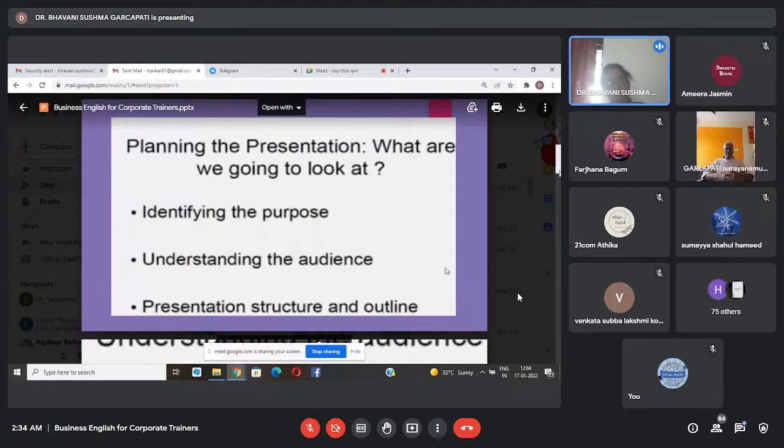Planning the presentation, what are we going to look at? First of all, how to plan: identifying the purpose. You have to identify the particular topic, which topic is easy and reliable for you. If they have given any topic, choose the one you find easy and have confidence in, so based upon that the topic should be taken. Next, the important advantages of it, and how you are going to highlight everything, you have to plan.